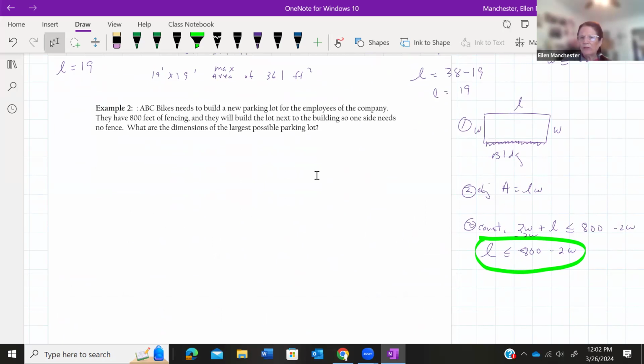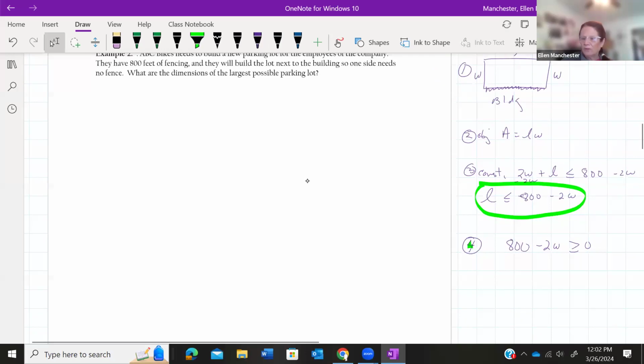So step 1, draw a picture if you can. Step 2, what's your objective? What are you looking for? Step 3, what holds us back? And then we're going to solve for one variable. And then step 4, we're going to take that and determine our endpoints. So whatever we've solved the constraint for, we're going to take that and make sure that we can find our endpoints. And our endpoints means we're going to have positive values. So that's why it's always going to be greater than or equal to 0.